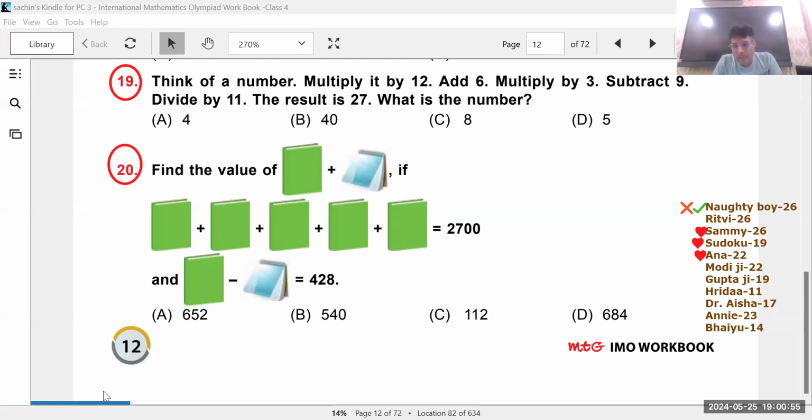All right, we have spent enough time. So send me your answer, guys. Jitna hua hai, utna bhej do. So look here guys, Modi ji, Ritwi, Rida, you have to send some answer so that I can explain.